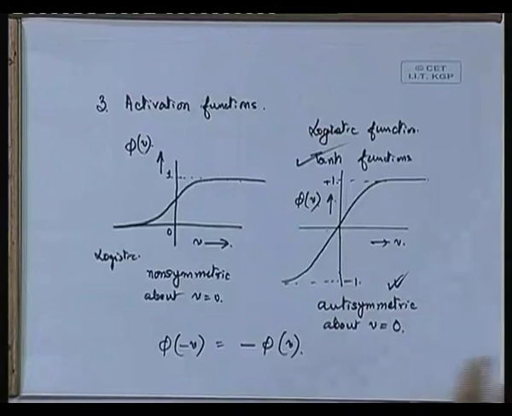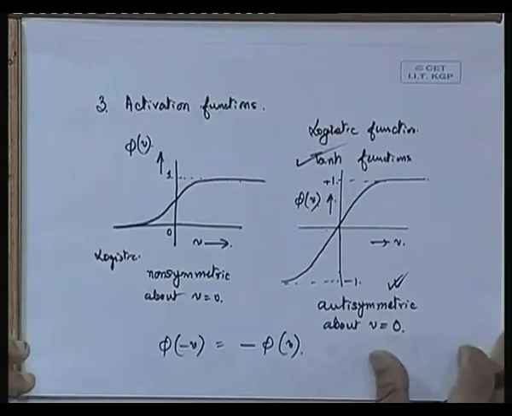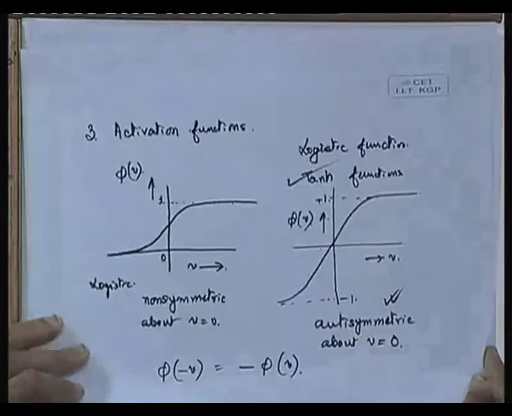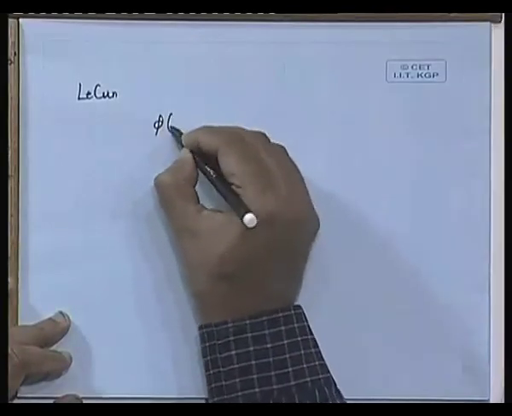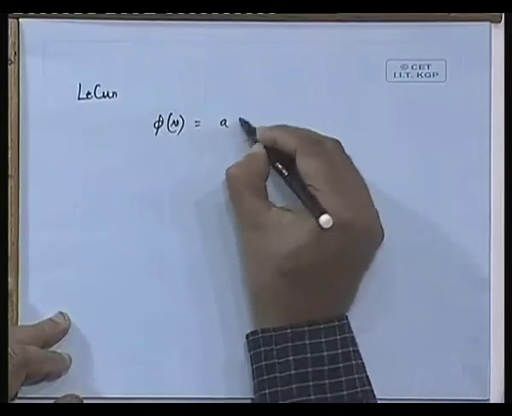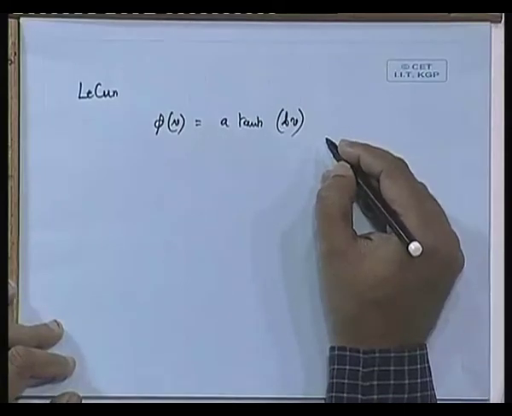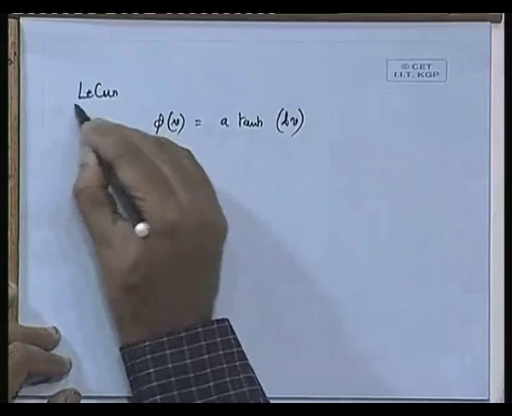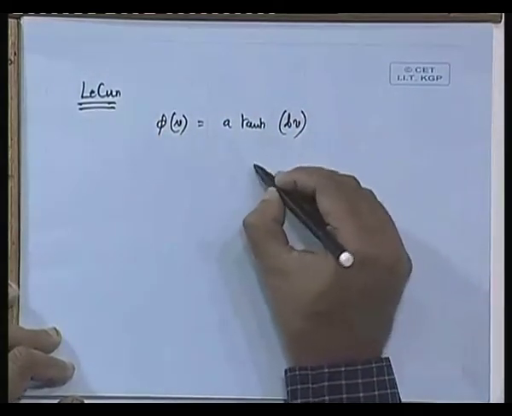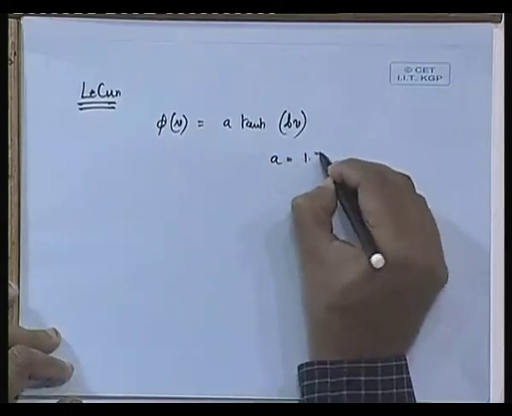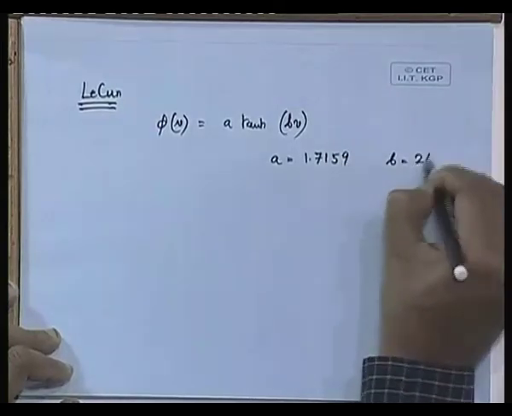In fact, for the tan hyperbolic sigmoidal functions, researchers have come up with different types of standard implementation, and one of the implementations of the tan hyperbolic function was proposed by Kuhn. They specified the function of the form phi V equal to A tan hyperbolic of B into V, where A and B are constants. For their implementation, it was suggested that A has a value of 1.7159 and B was taken to be 2/3.